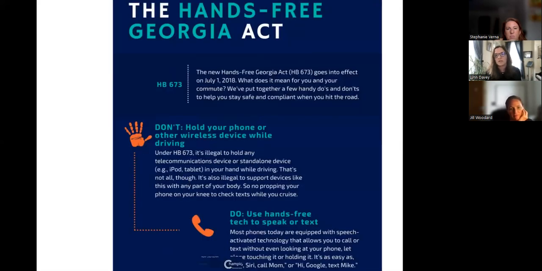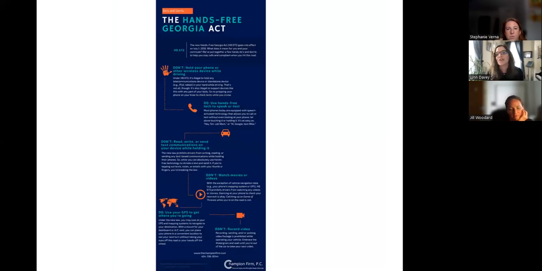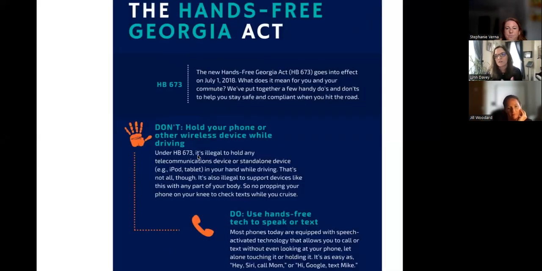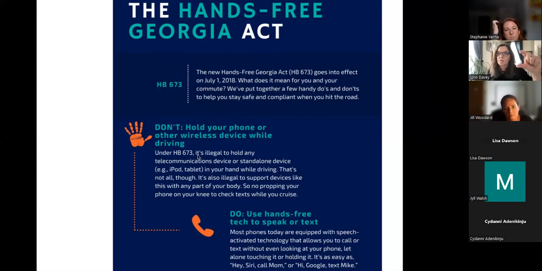I found this, which is actually from a personal injury prevention lawyer on the Hands-Free Georgia Act. I just want to call attention to something again. It's really dark. The white type on really dark can be difficult, but there's at least here a summary of the new law. And then it says, don't hold your phone while driving. It's got a hand, but then do use hands-free and it's got a phone, right? And we usually hold a phone there. So again, always making sure even the icons that we use are frame reinforcing.